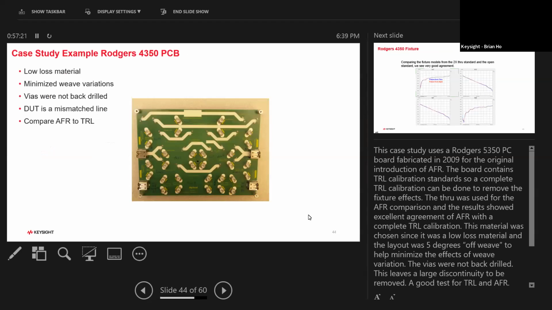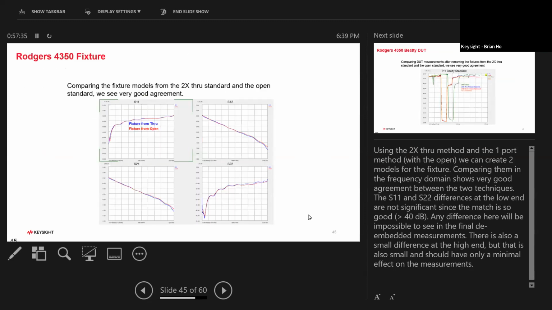So here's the example that I'm going to show you with the difference between open and short. So we're going to use this Rogers PCB just to show you an example of the open and short. So here's an example of the difference. I don't know if you can see, a fixture with a through and open. As you can see, the higher the frequency it goes, there is a little bit of difference, but for the most part, it is really close to what we're looking at.